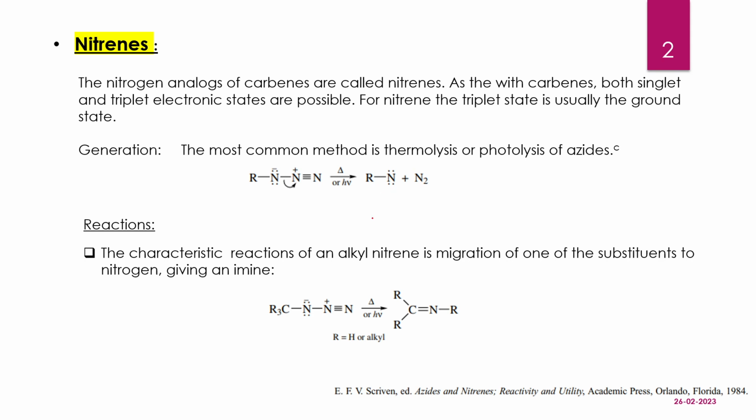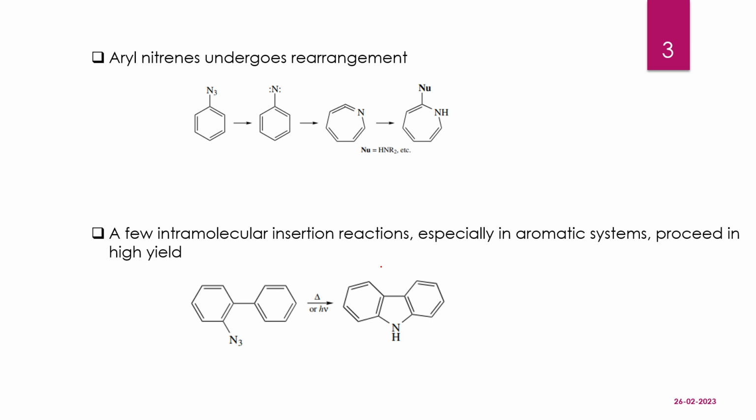The characteristic reactions of nitrenes: one is migration. The adjacent group on the adjacent carbon atom can migrate to the nitrene nitrogen atom. Another is that aryl nitrenes undergo rearrangement. In the case of aryl nitrene especially, there is a chance of rearrangement, where a bond shifts from here to here, then the nucleophile attacks and we get a rearranged product.